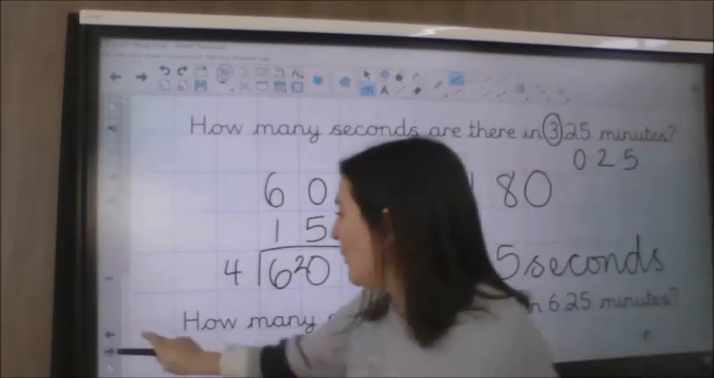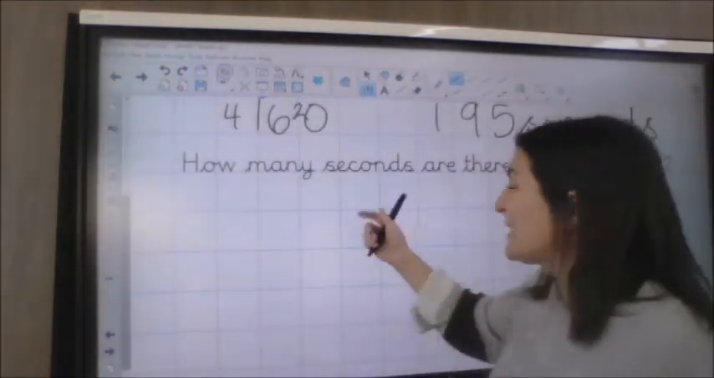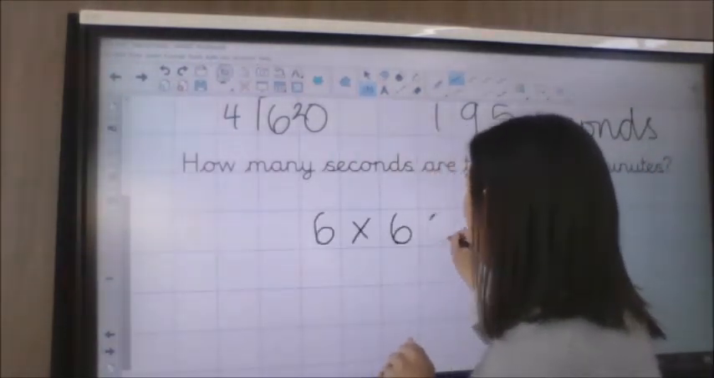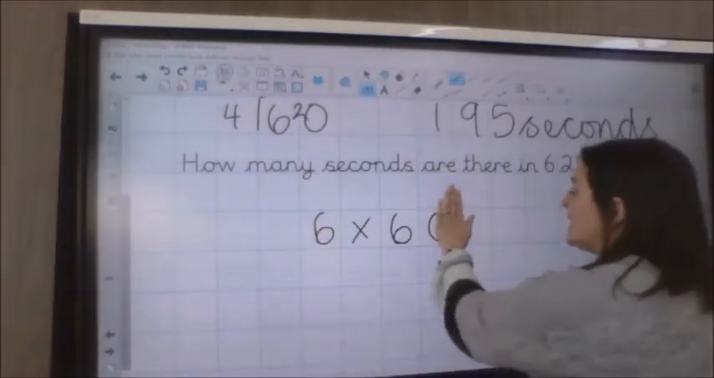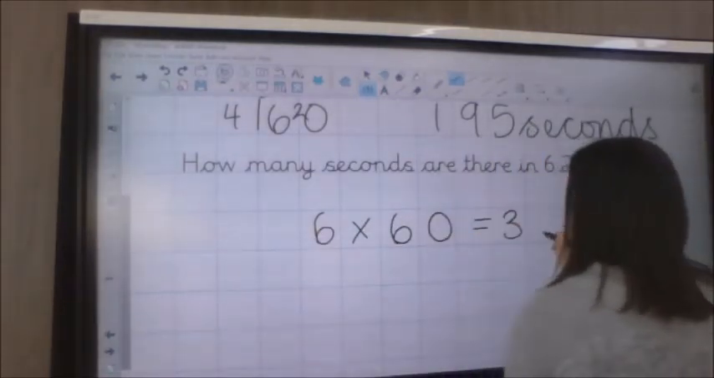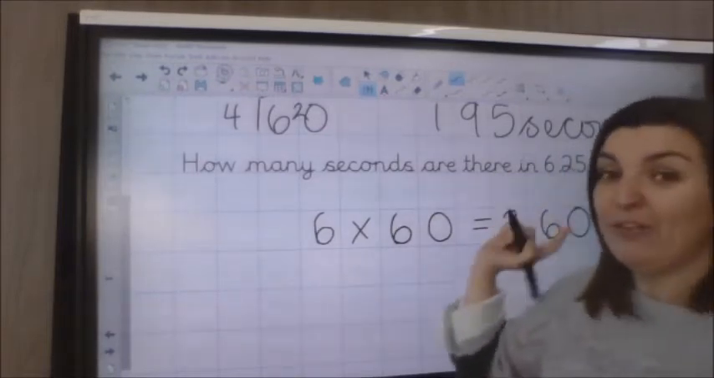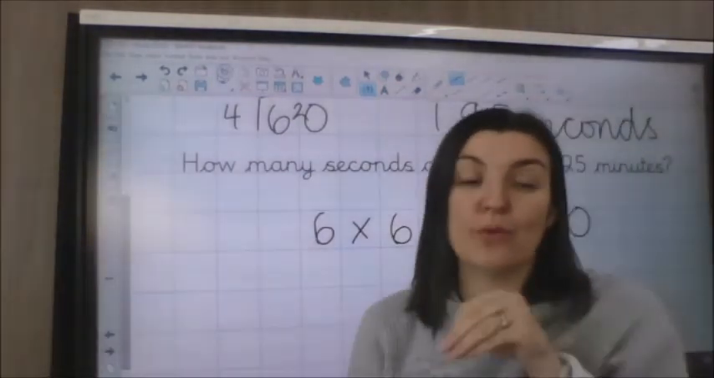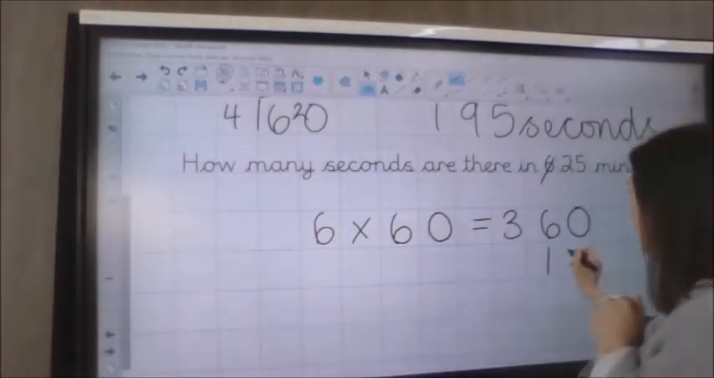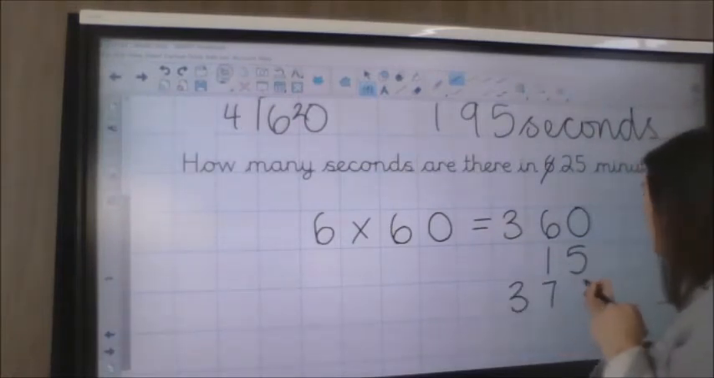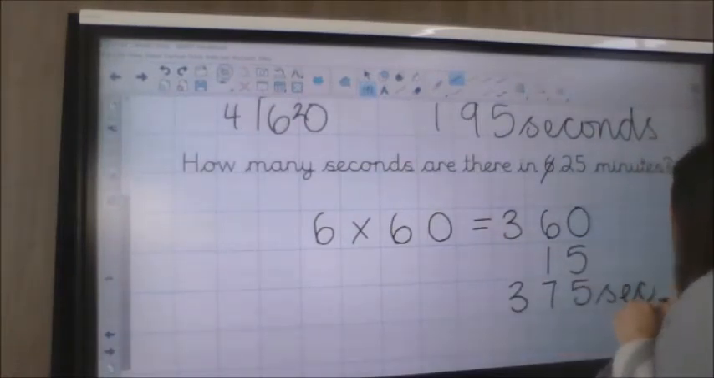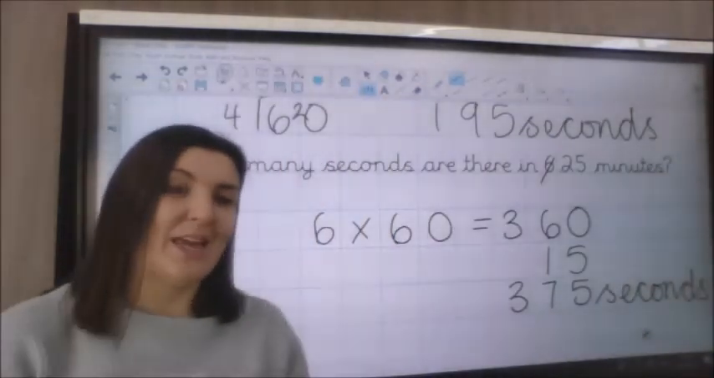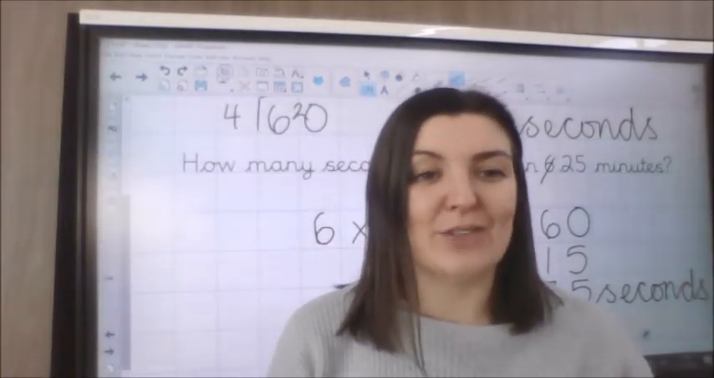Okay, so you should have had a go at that one now. So I've got 6. I'll do my 6 minutes first. So I know that there are 60 seconds in a minute and I've got to do 6 of them. Cover my 0. 6 times 6 is 36. I'll put my 0 back on. And then I've done the 6 minutes, and I worked out that 0.25 is the same as 15 seconds. So it would be 375 seconds. So I wonder how you did. Okay, see if you got 375.